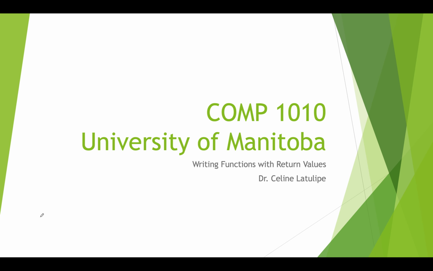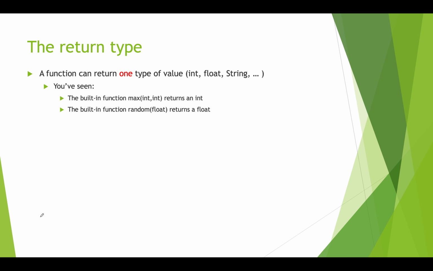I'm Dr. Celine Latulip. In this video, I'll be explaining how to write functions in Processing that use return types. A function can have a return type that returns one piece of data of one data type. A function can return an int, a float, or a string. It cannot return multiple types of data.